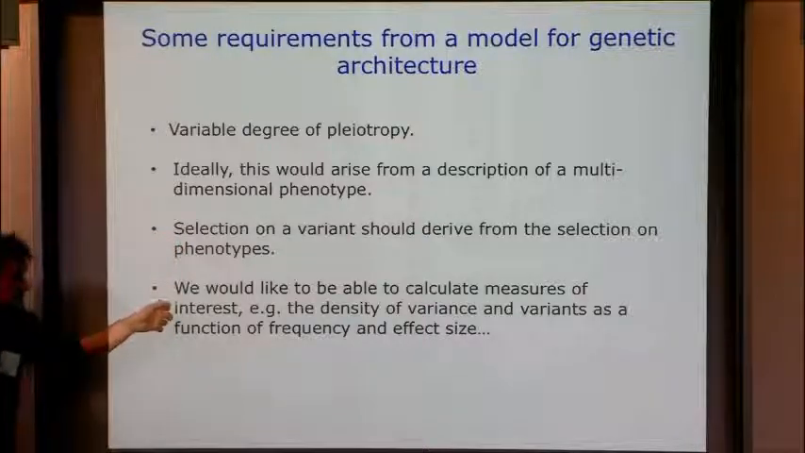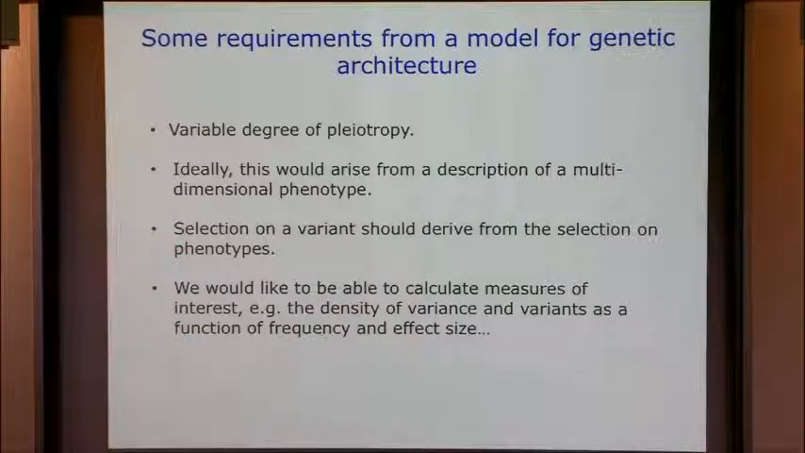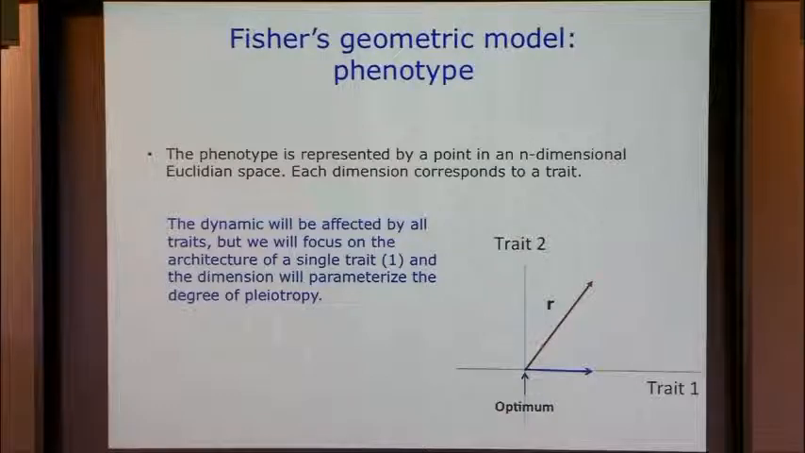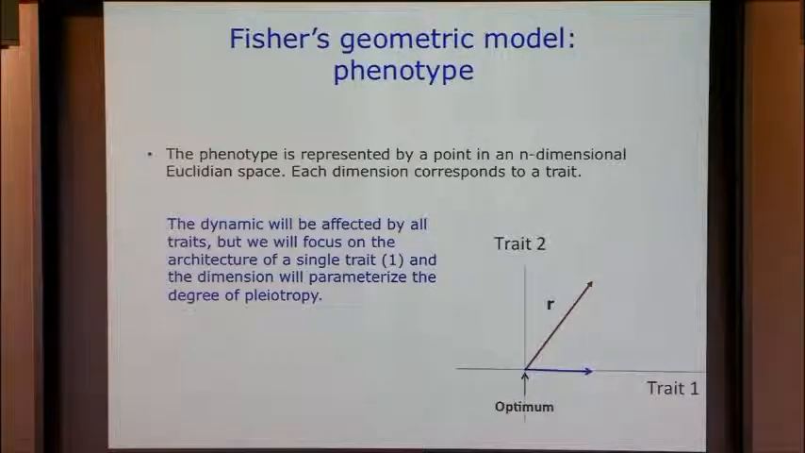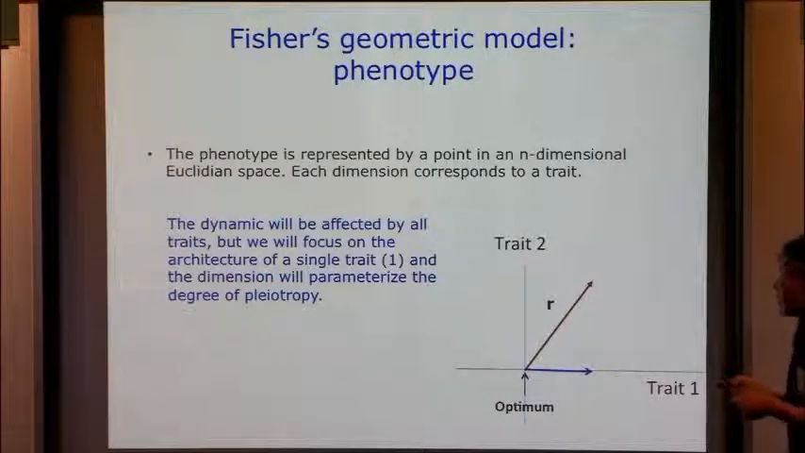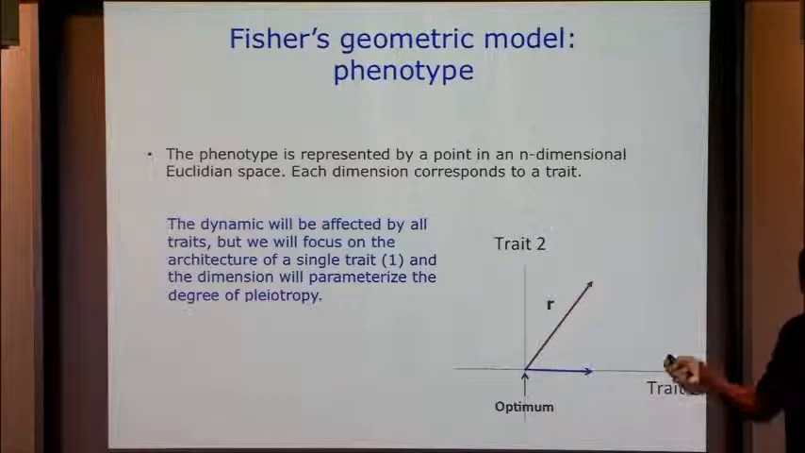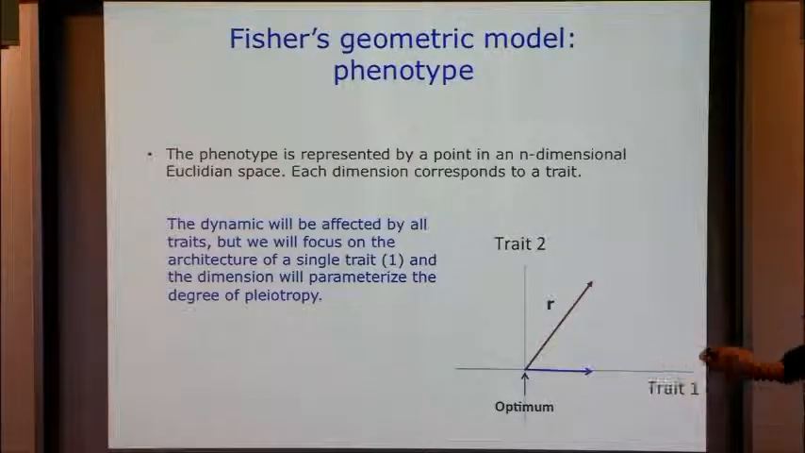And of course, it's kind of nice if you actually know how to solve for things you care about in this model. Luckily, Fisher developed a model that fits the bill for some of these things, even though it was for different purposes. This is Fisher's geometric model, where the trait space is an n-dimensional Euclidean space, where each dimension corresponds to a different trait or a different phenotype.